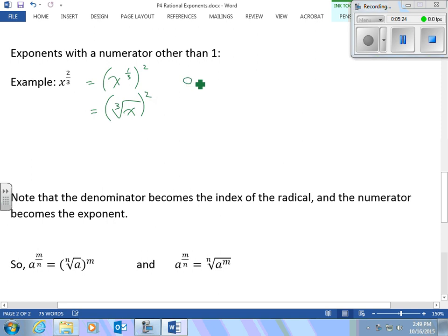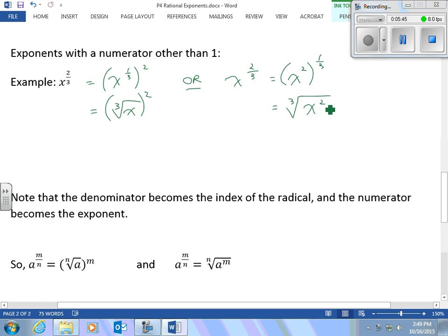Or we could think of x to the 2/3 as x squared to the 1/3, because 2 times 1/3 gives us 2/3. So that's the cubed root of x squared.